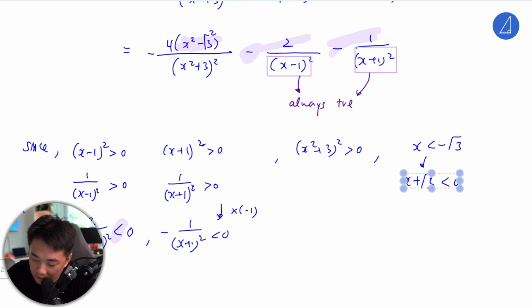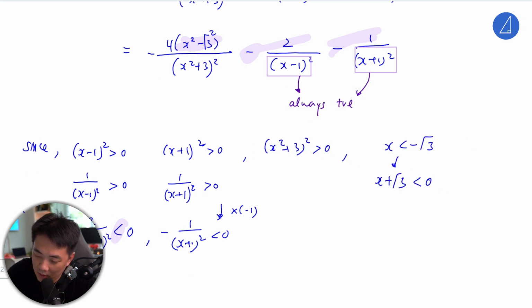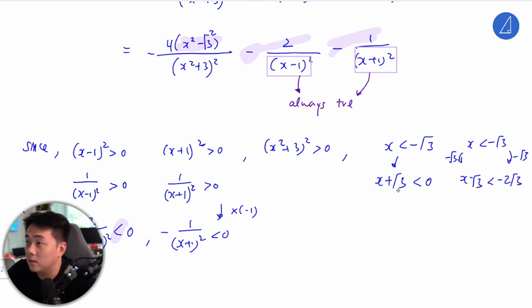So I'll write down the other one. I'll use another method here. So x, because I just need to show that it's always negative, so this is less than root 3. So I minus root 3 on both ends. Minus root 3, this will be x minus root 3 less than minus 2 root 3. Okay, so do you see that?